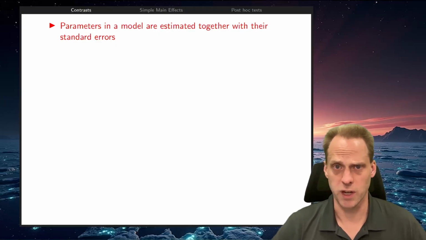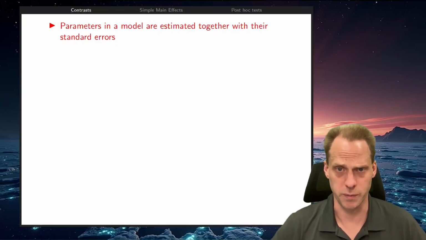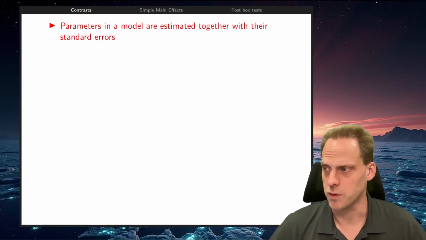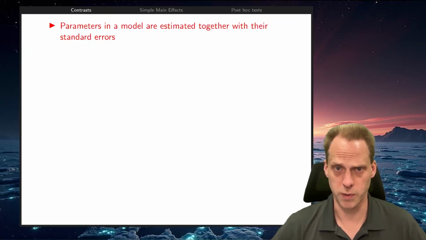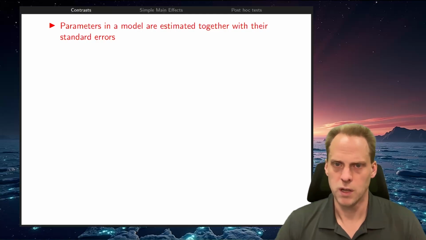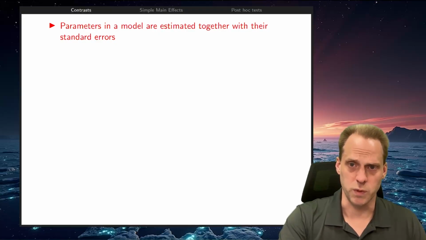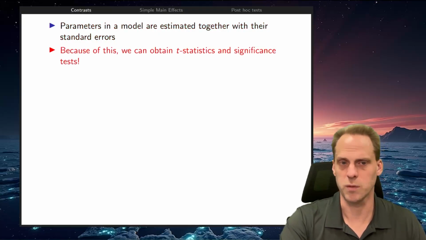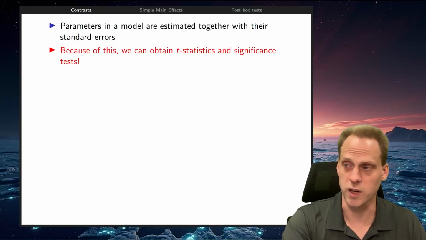Standard errors are the estimate of the variability around the parameter. This means that if you run ANOVA in JASP, it does a linear regression model with default dummy encoding. It doesn't really matter what it is because we're not going to do the dummy encoding manually, but you just have to realize there's some dummy encoding below it, and that gives us parameters with standard errors. And now because of this, we can obtain t-statistics and significance tests, which is nice. We can do significance testing for these dummy variables in principle.